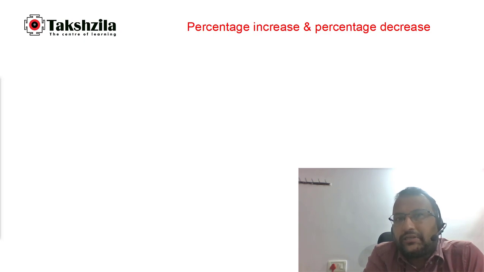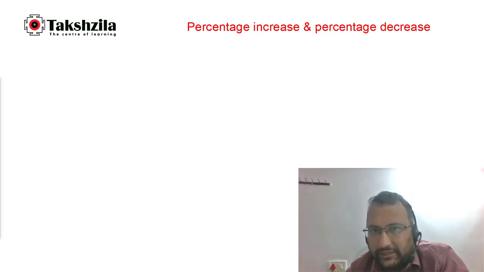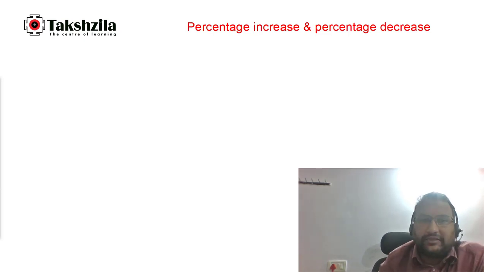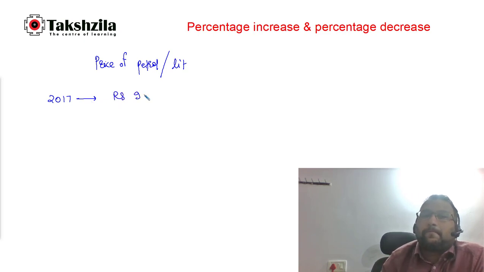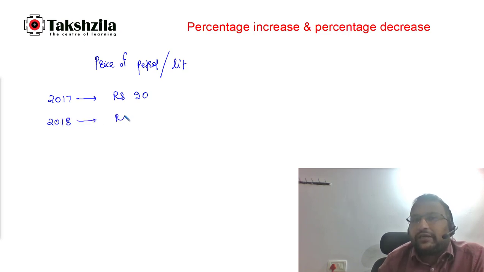Now the next concept is percentage increase and percentage decrease. So let's learn this with the help of an example. Let's talk about the price of petrol per liter. Let's take the year 2017. The price of petrol per liter was, let's say, rupees 90. In the year 2018, the price of petrol per liter becomes, let's say, rupees 110. And in the year 2019, the price of petrol per liter comes down to rupees 70 per liter.